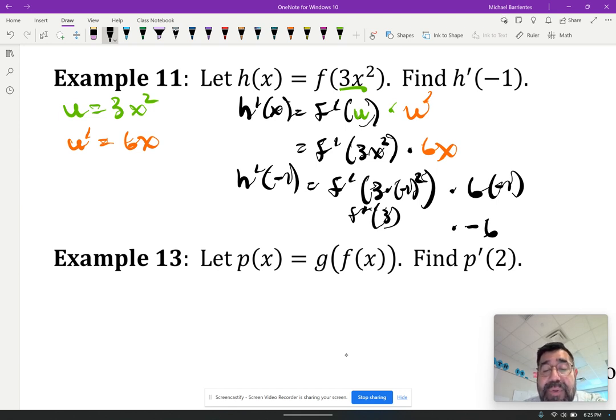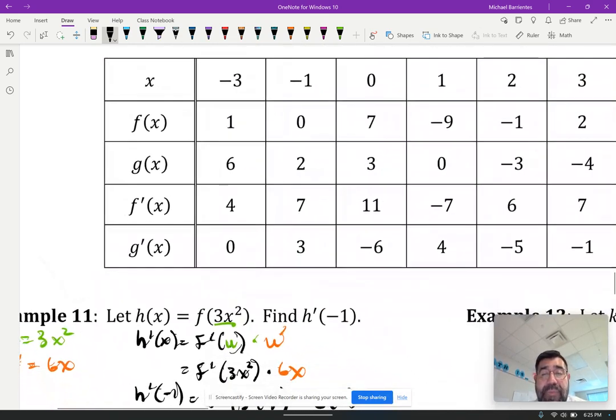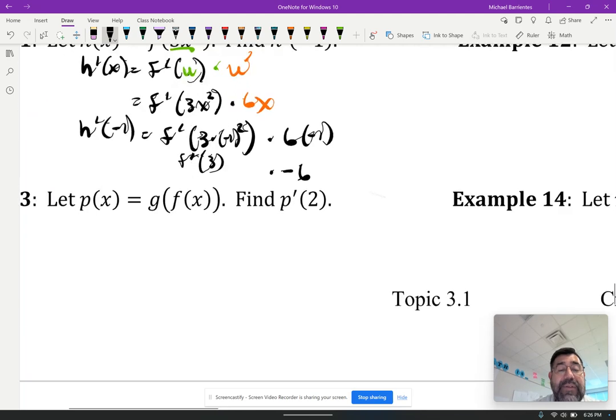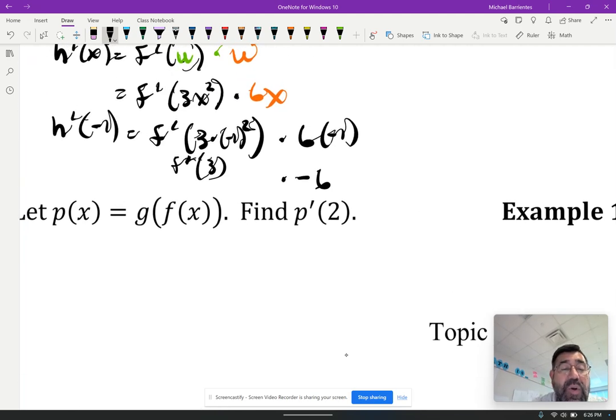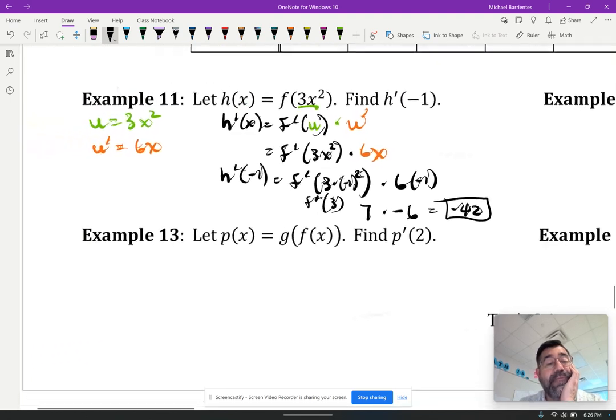Now I'm looking for f prime of 3. When my input is 3, f prime is 7. So f prime at x equals 3 is 7. I come back over here, and this whole thing is really just 7 times the negative 6 that was already there. That's going to give me negative 42, and that is my answer for h prime of negative 1.